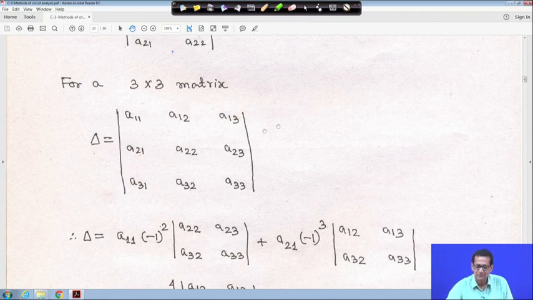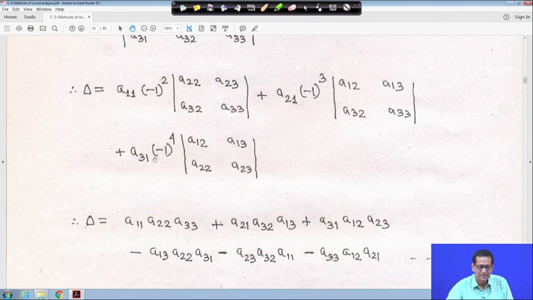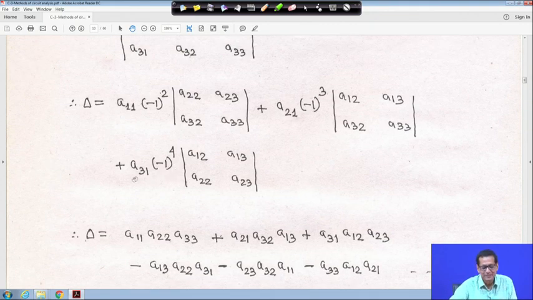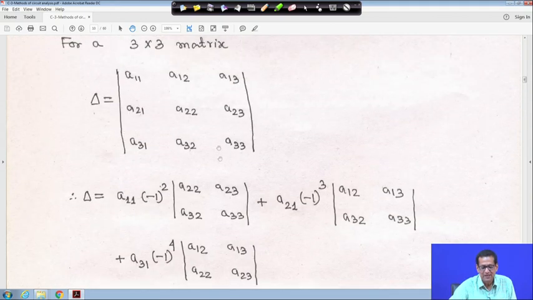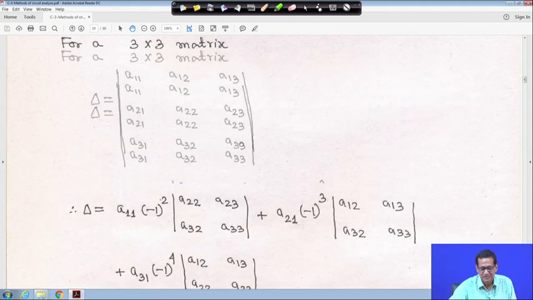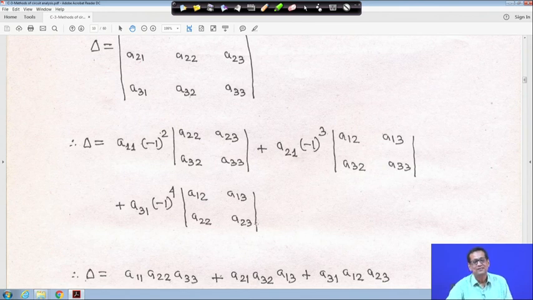Similarly, the last one, shall I tell you, or I think the last one also you will be able to understand, because n is equal to 3. So, it will be a 3 1 times minus 1 to the power 4. So i is equal to 3, that means third row and first column will be eliminated. This is the third row. So a 1 2, a 1 3 and a 2 2, a 2 3 will be remaining. This way you can find out. So, this is a 3 into 3 matrix.